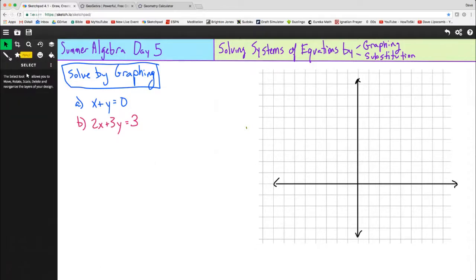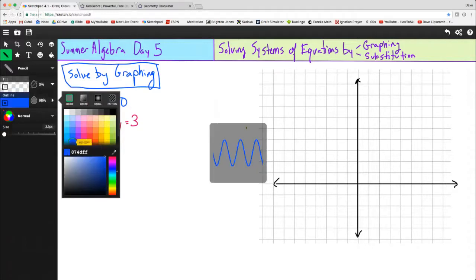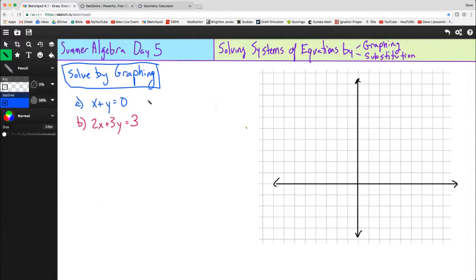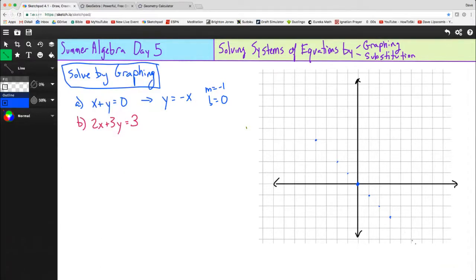So let's graph these guys. We know how to graph this blue one. We're going to put it in slope-intercept form, so I'm just going to do that quickly. y equals negative x. Subtracted an x from both sides, and here our slope is negative 1 and our y-intercept is 0. So down 1 over 1, down 1 over 1. We can kind of see what's going on here. Let's make our line.